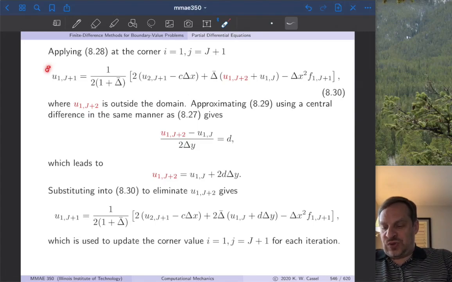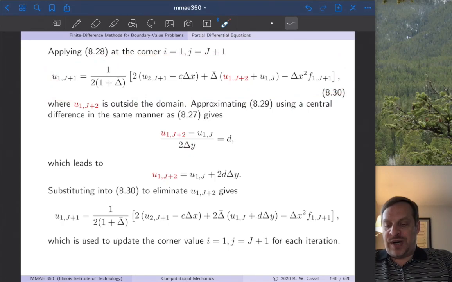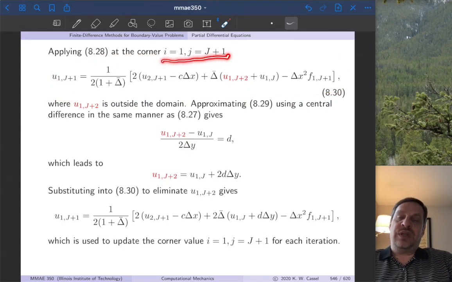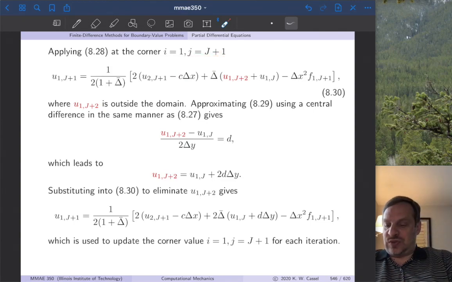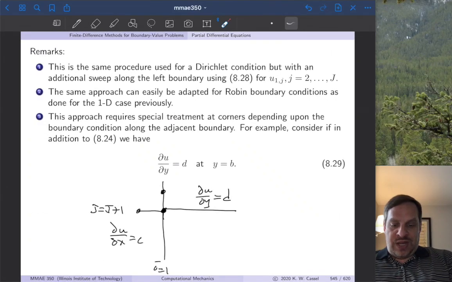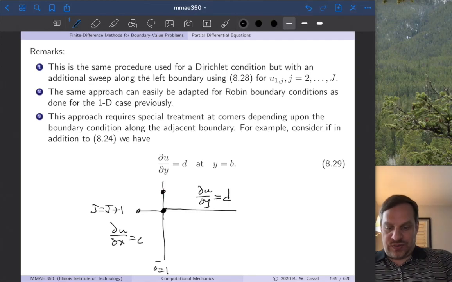Here's our difference equation along the left boundary, but applied at i equal to 1 on the left boundary, and little j is capital J plus 1, which is the top boundary. So this is that upper left-hand corner, just one point. And you'll notice right here, there's the j plus 1 term, which is now capital J plus 2. That's the one I indicated here that is outside the domain.